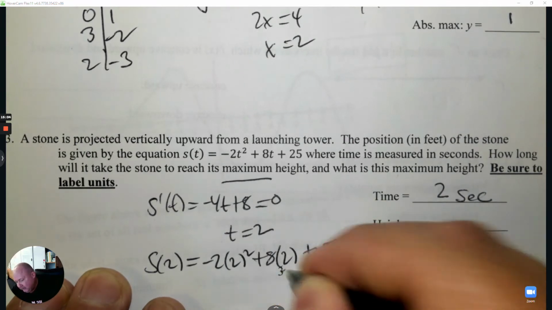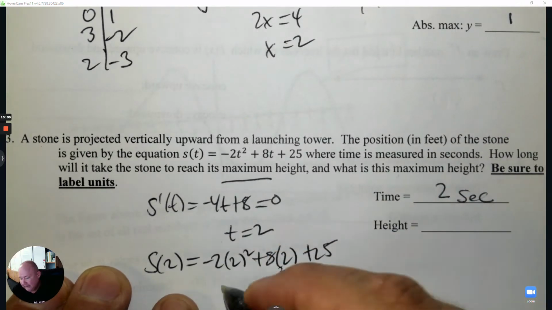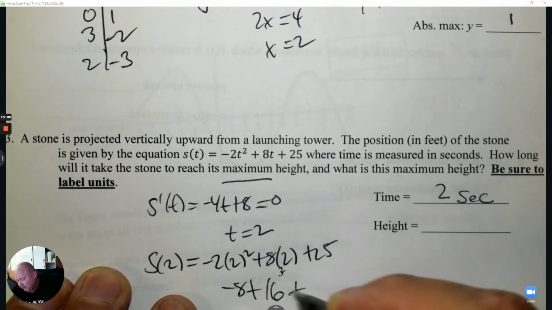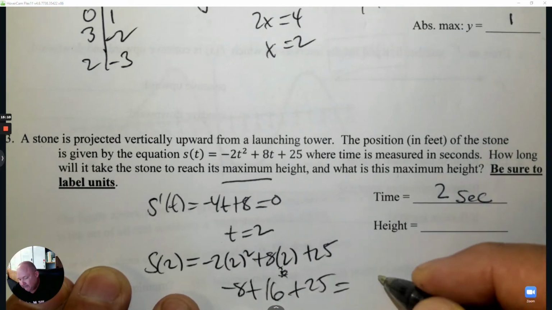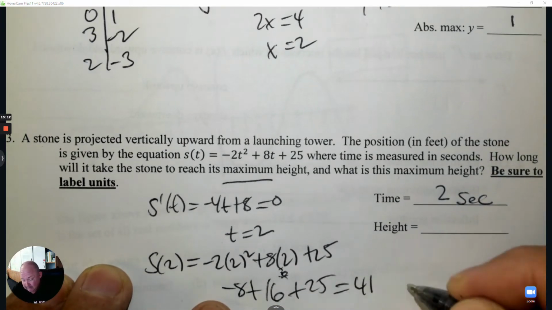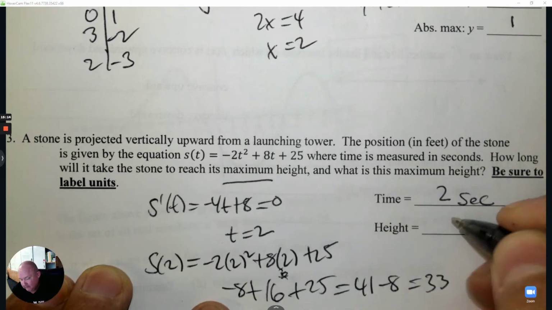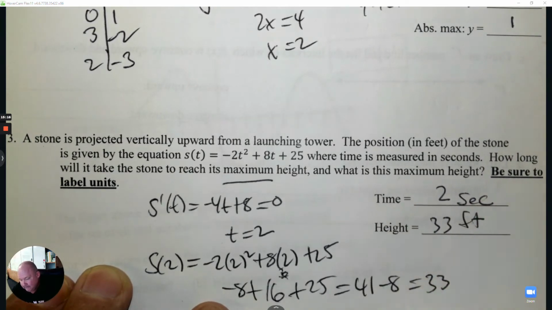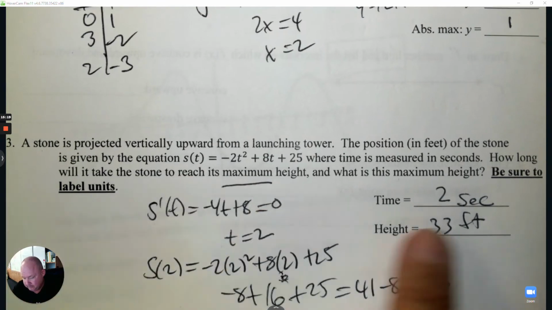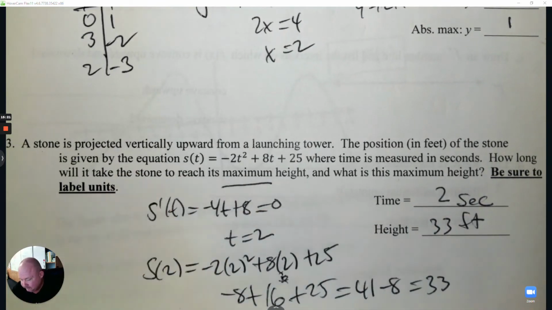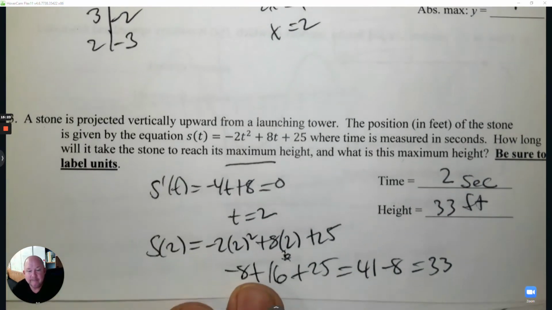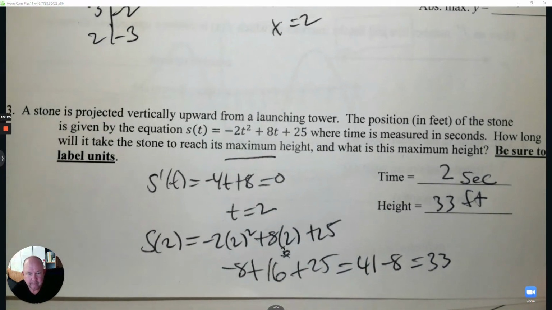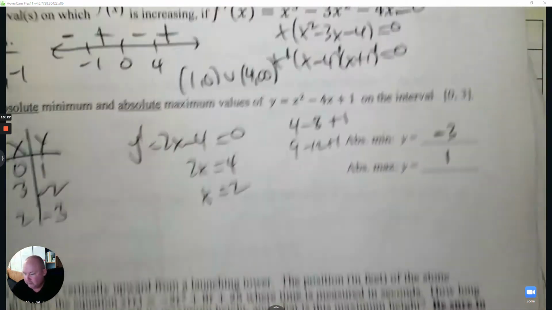Without a calculator, you can do this. So this is -8 plus 16 plus 25. So that's what? 41, take away 8. All right, so I get 33 feet. In feet, yeah. All right, turn the page.